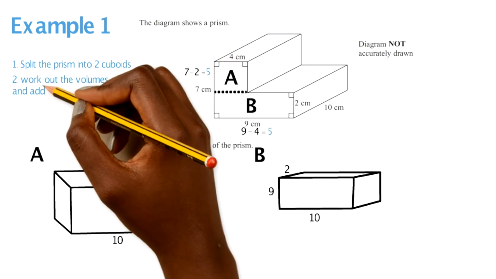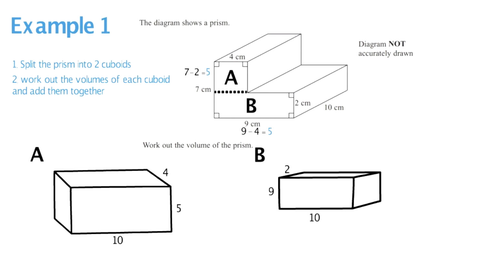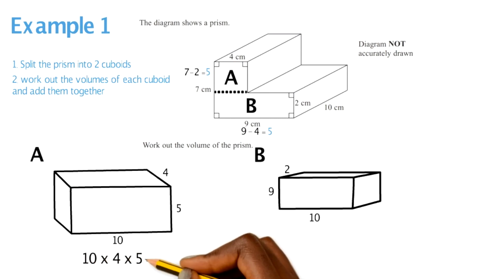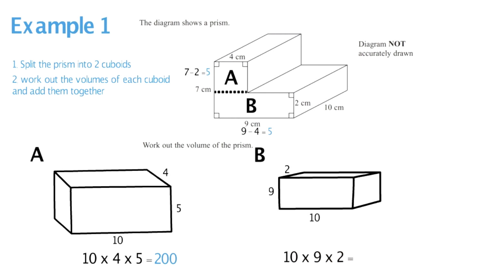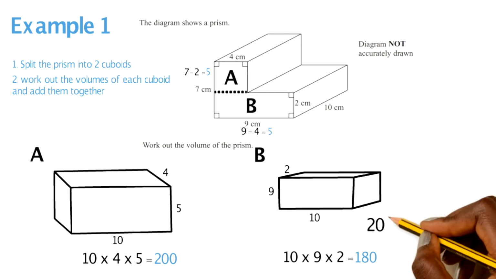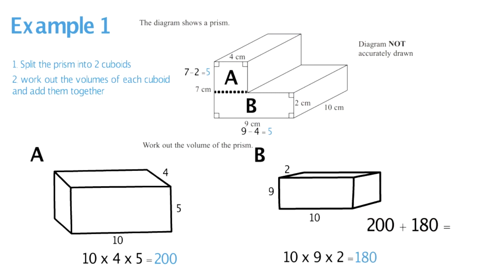So then now we're going to work out the volumes of each cuboid as mentioned before and add them together. So 10 times 4 times 5, which would leave you with an answer of 200. And then you've got 10 times 9 times 2, which would leave you with an answer of 180. Add those two values together and that should leave you with 380 centimeters cubed.